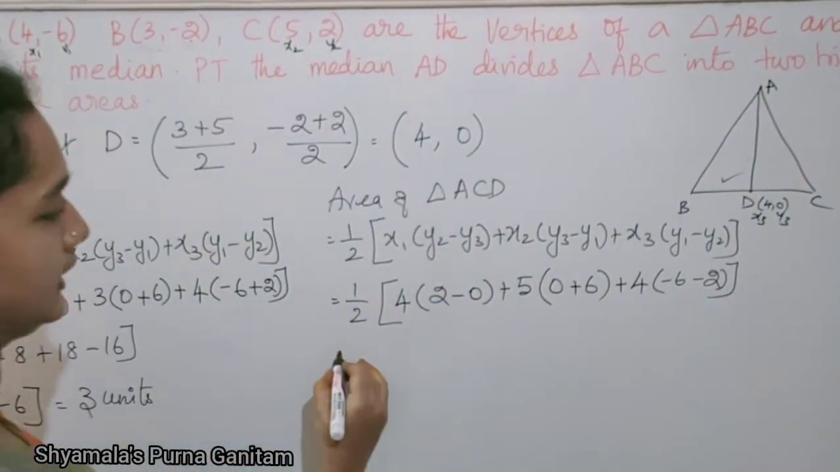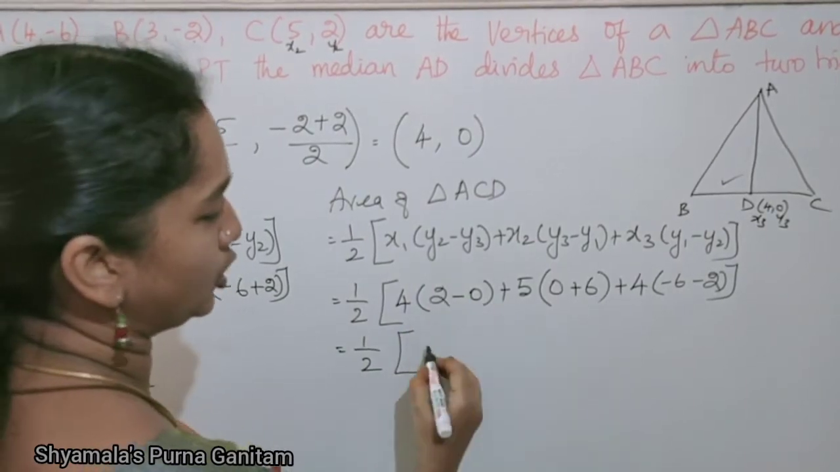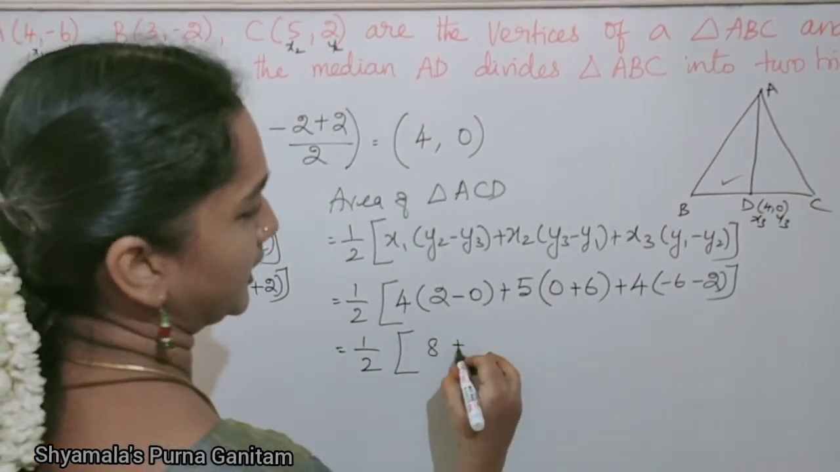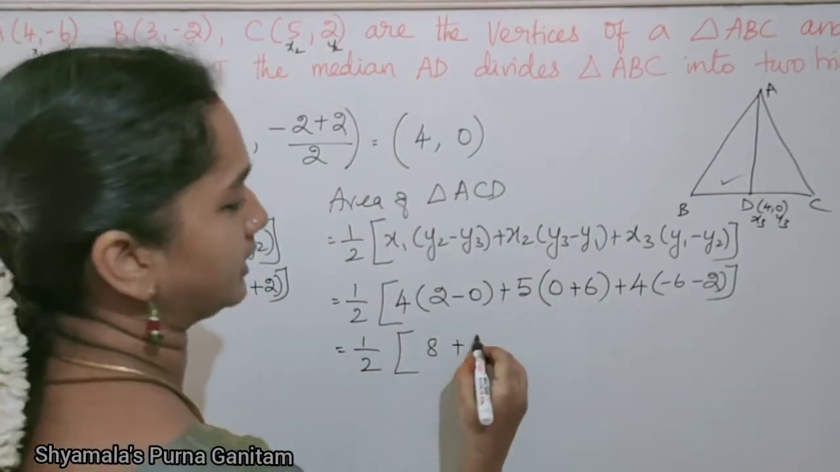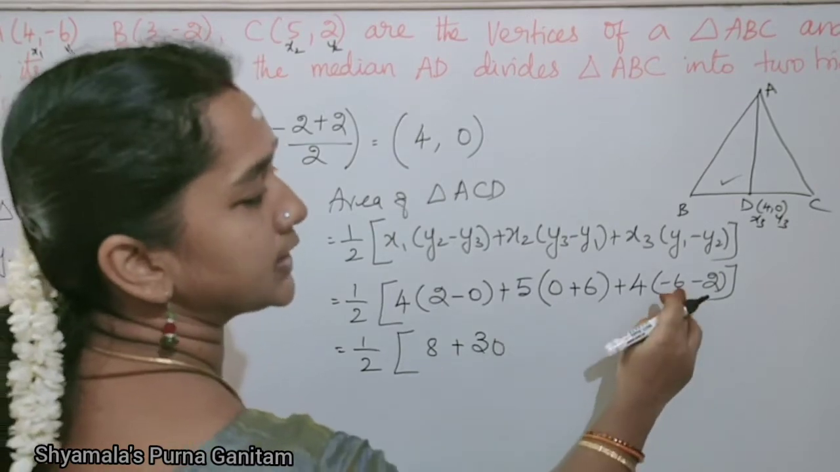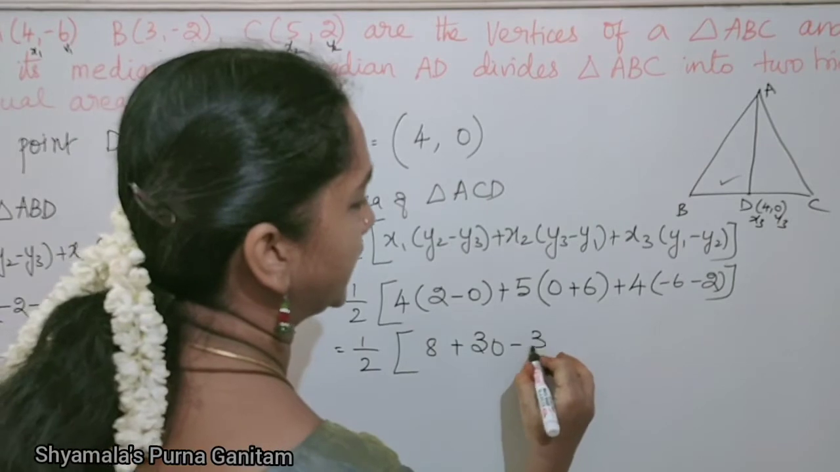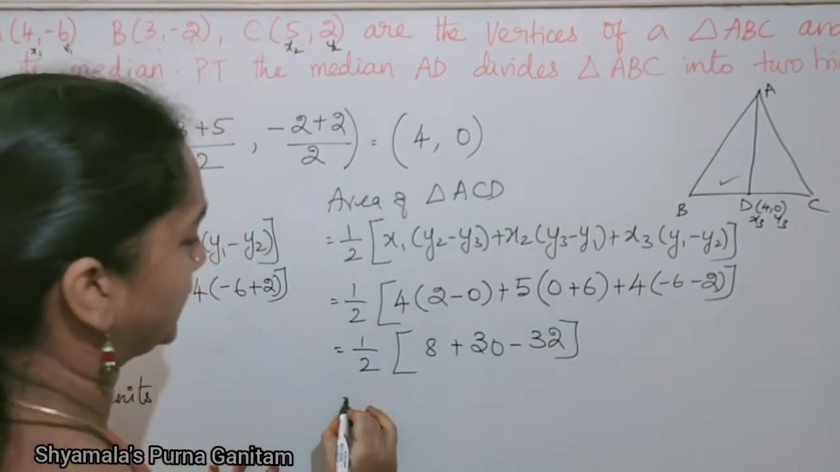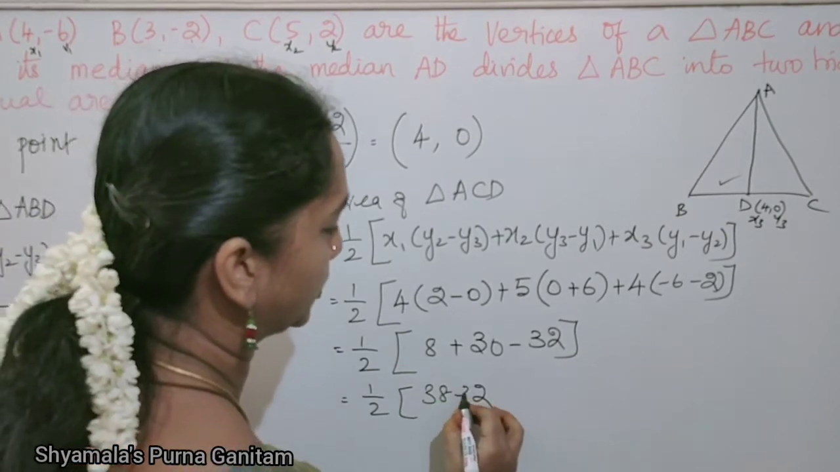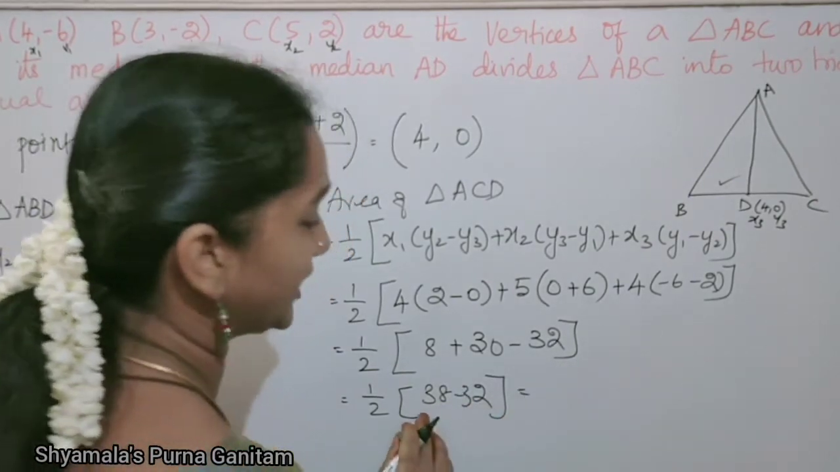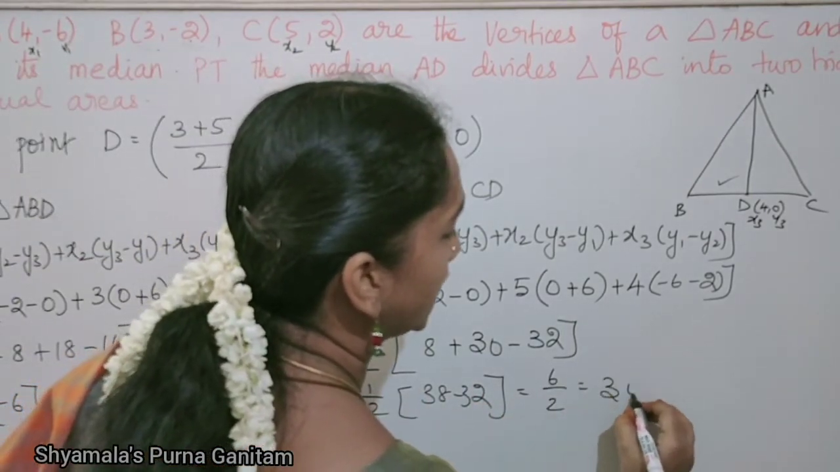So substituted. Now simplification. 1 by 2 into, this is 2 minus 0, 2, so 4 2s are 8. Plus this one, 0 plus 6 is 6, 6 5s are 30. And this one, minus 6 minus 2 is minus 8, so minus 32. So 1 by 2 into, 38 minus 32 is 6. So 6 by 2 is 3 units.